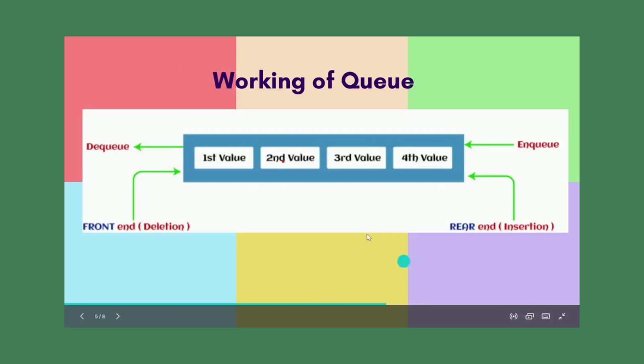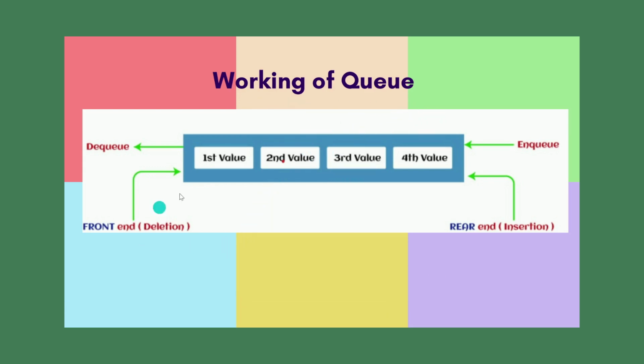Let's understand the working of the queue. Basically, the first value, the first element in the queue, is at the front end, from where the deletion takes place, and the deletion is also known as DQ. So always the deletion will take place from this end, the front end. Always the insertion takes place from the rear end, which is the last element of the queue, and this insertion operation is known as enqueue.